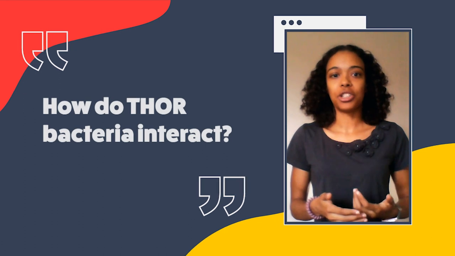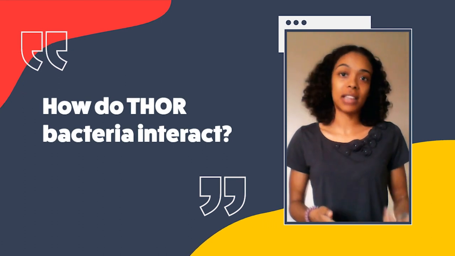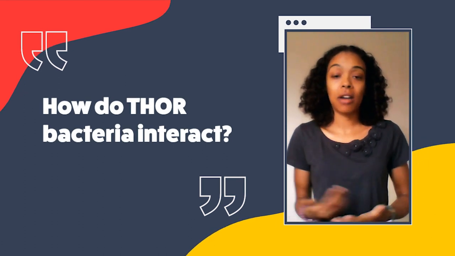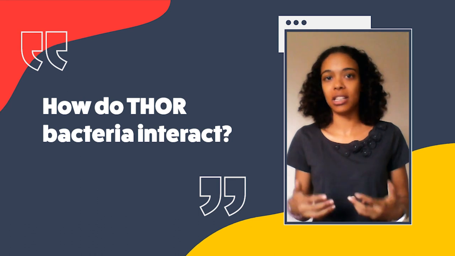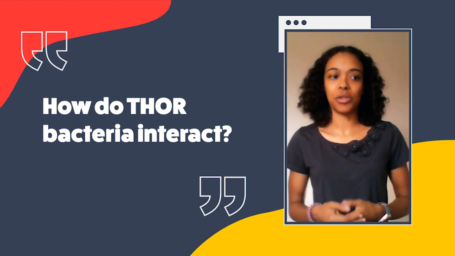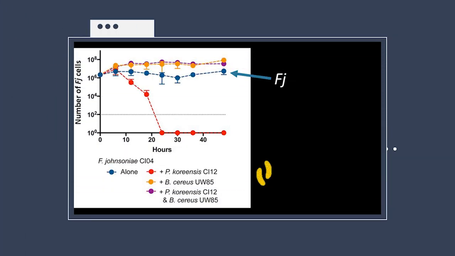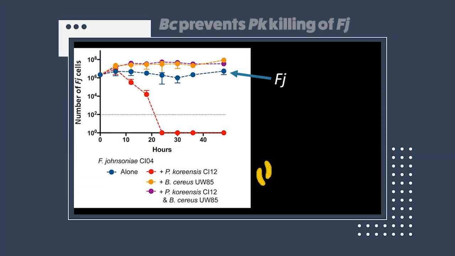So the next question that we wanted to ask after we established the system is, how do these bacteria interact? We need to characterize our system so that we can use it better. One of the first things that we noticed is that BC actually prevents PK from killing FJ. So when we grow FJ in isolation in the blue line, again, it reaches a certain level, as you can see on the vertical y-axis, which is indicating the number of cells of FJ.